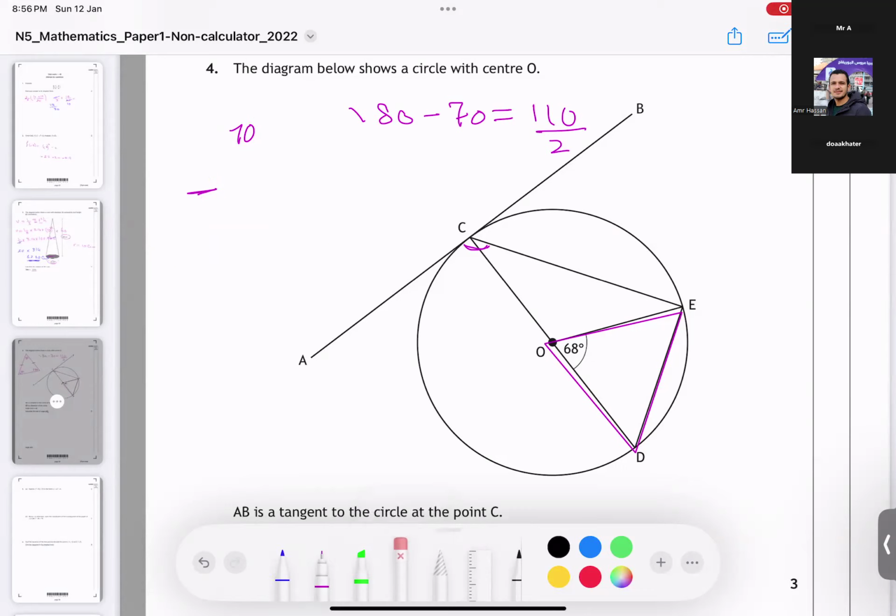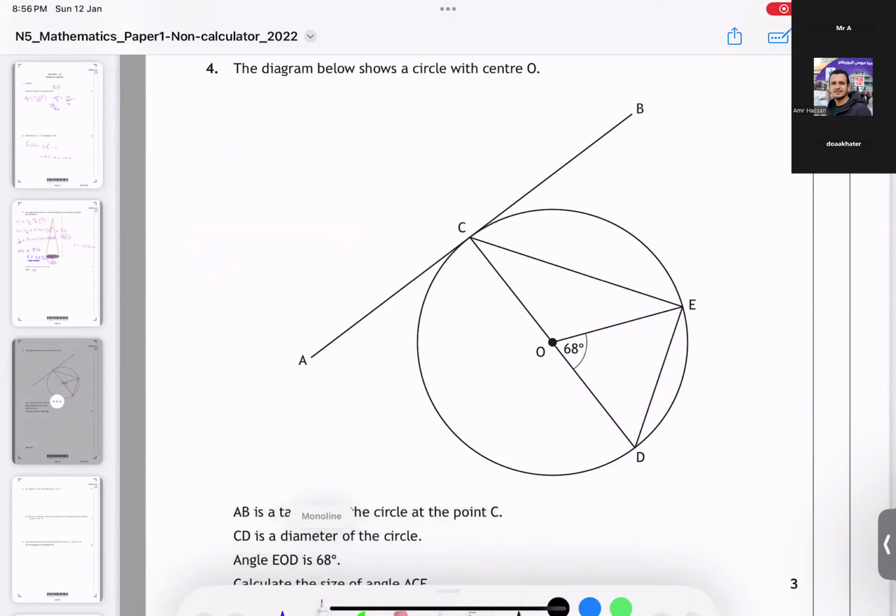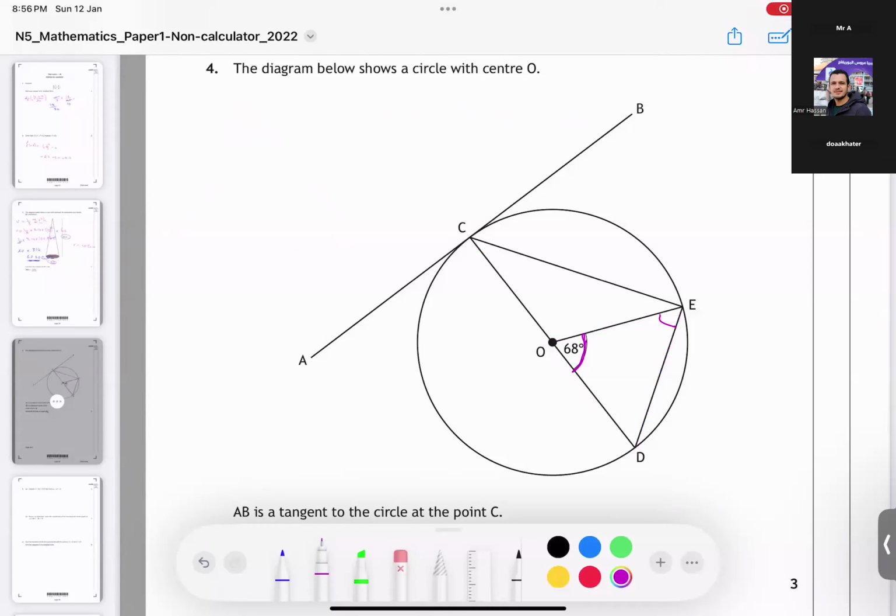If you understood this example, you'll be able to do this one. Look at this one. 180 minus 68. This one also 68, right? Because OE, no, wait, look. My bad. Those are congruent, right? Which makes sense. This angle can be the same as this angle as well. Get it? Okay.